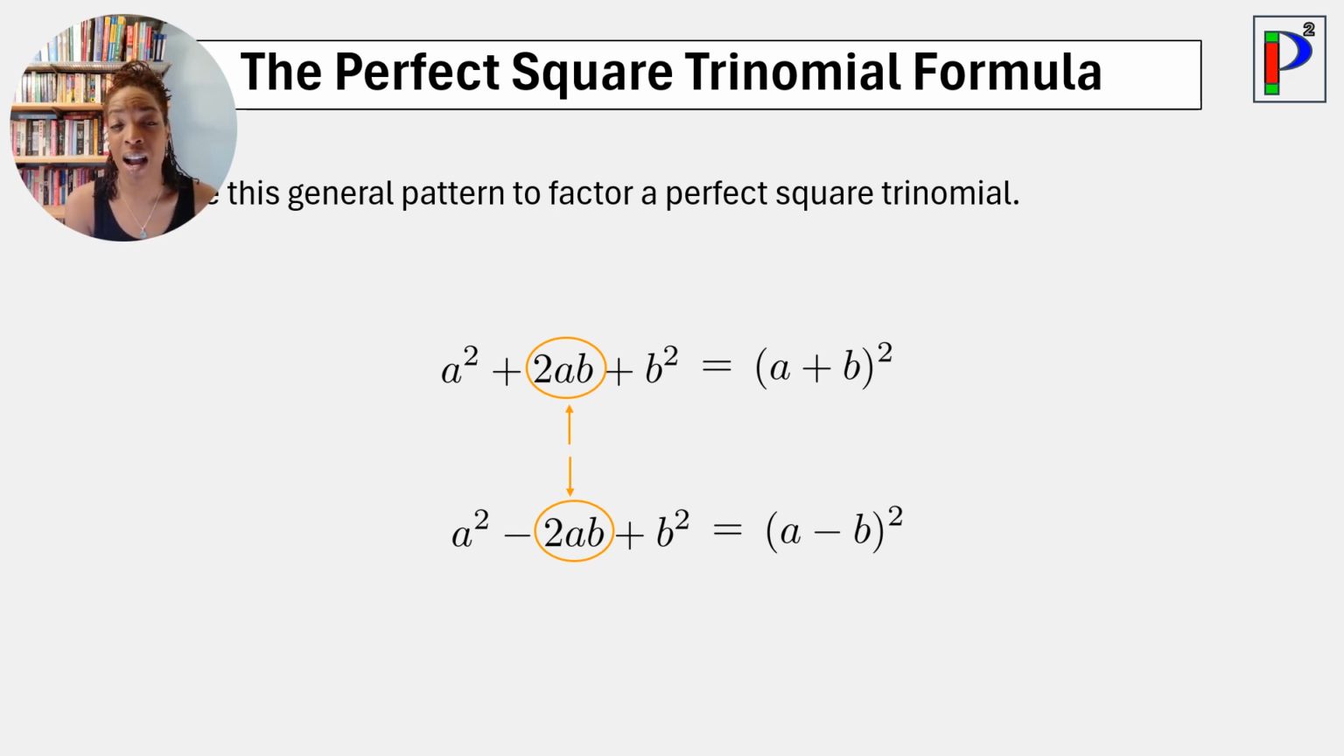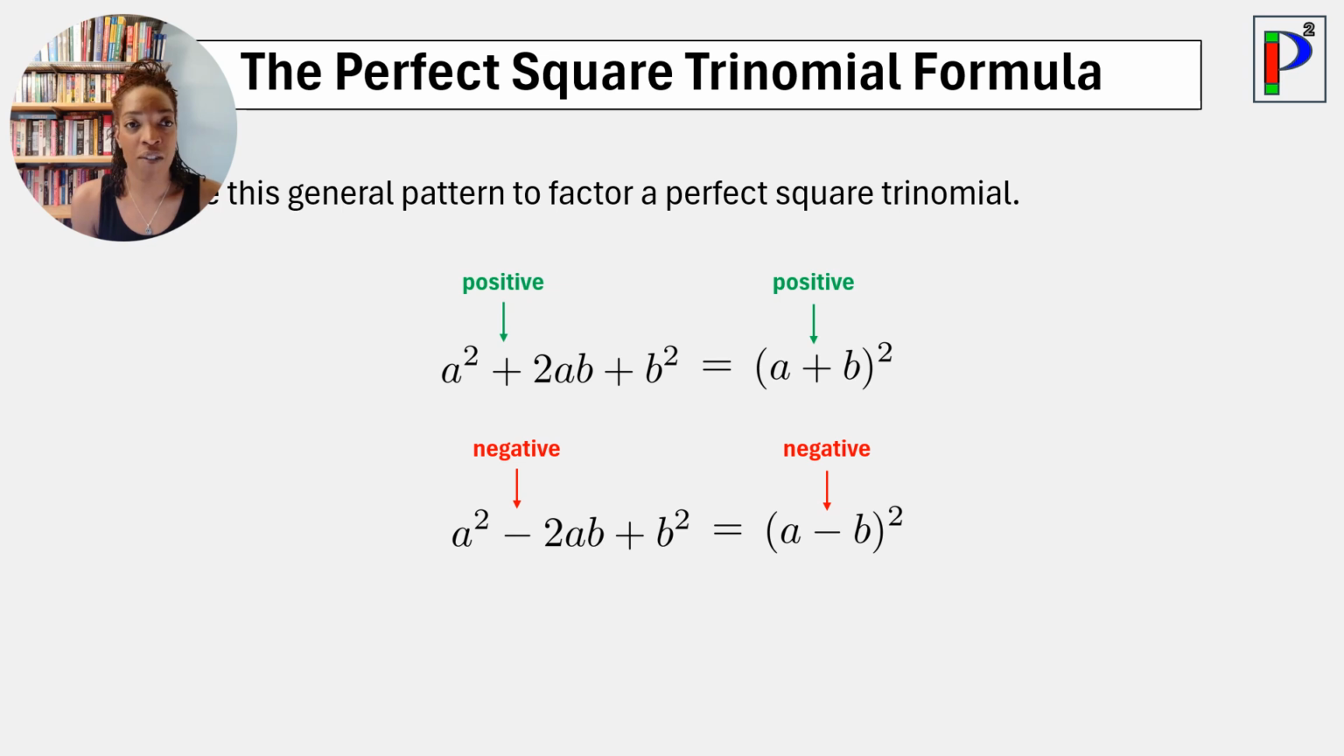Also notice that the sign of the binomial matches the first sign of the expanded trinomial. So if the first sign of your trinomial is positive, your binomial will have a positive sign. If the first sign of your trinomial is negative, your binomial will have a negative sign. We're going to use that to figure out which binomial to use when we're factoring. Let's try an example together.